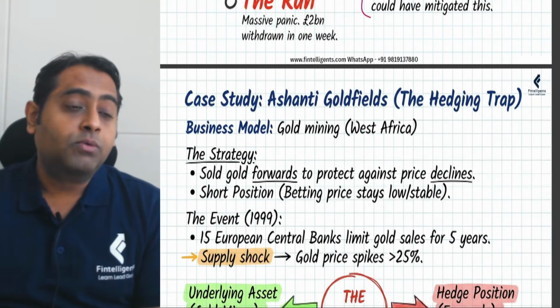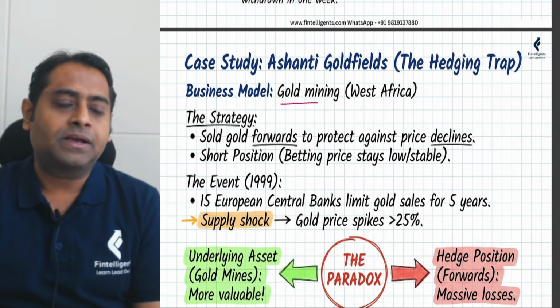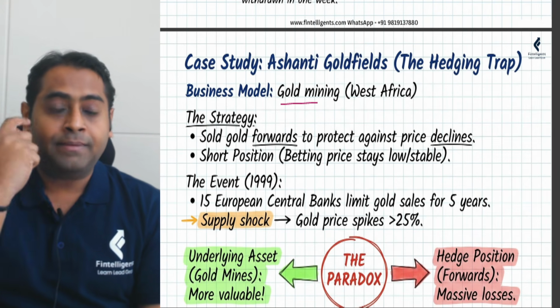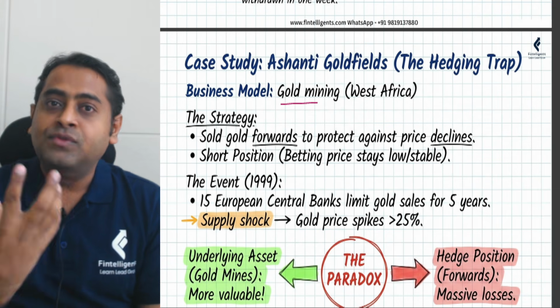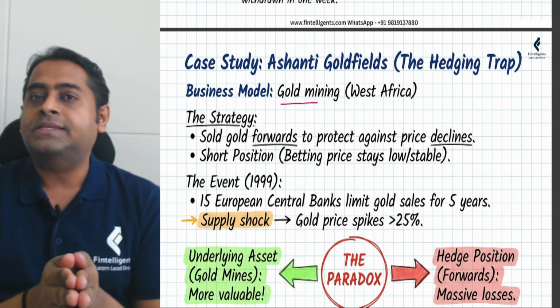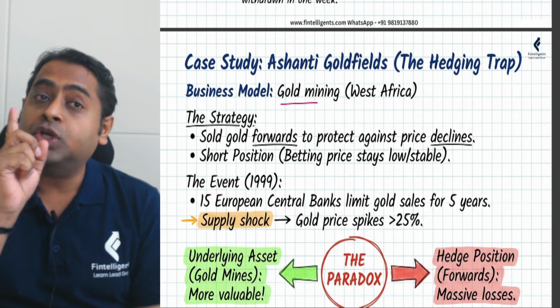Further, there is one more interesting case study of Ashanti Goldfield, which is a gold mining company in West Africa. Now, obviously, if I am a gold mining company, I am always going to be afraid that gold prices might go down when I have the gold available in the future, because I want to sell it in the market, right? So to protect against that, they entered into a gold forward contract. Okay. They took a short position.